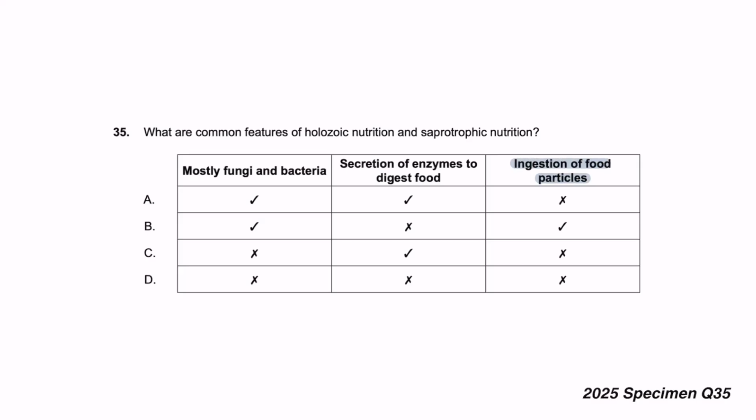Ingestion of food is an exclusive feature to holozoic nutrition. Fungi and bacteria mainly use saprotrophic nutrition to decompose dead organic matter. Holozoic and saprotrophic nutrition need to obtain organic matter from other sources, so they need to use enzymes to break down the organic matter. So this is the only common feature in these two nutritions.